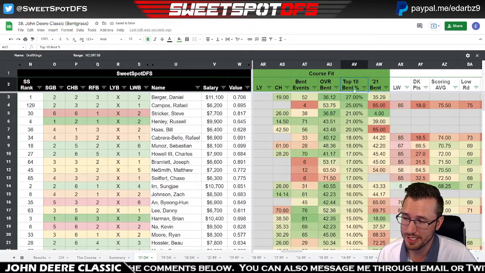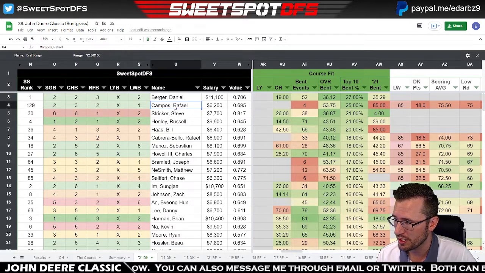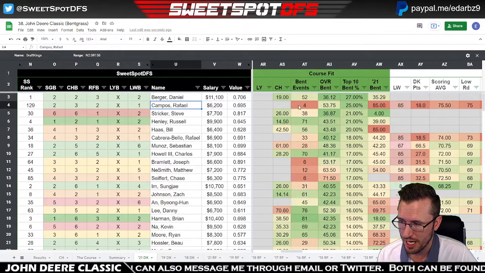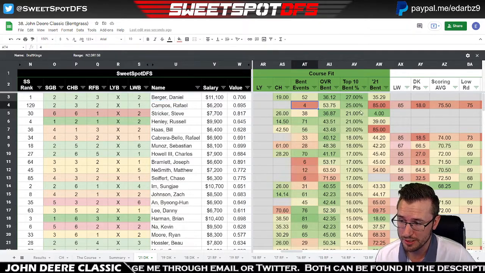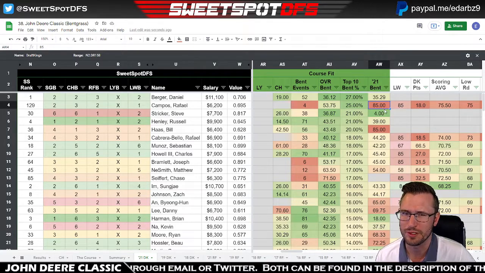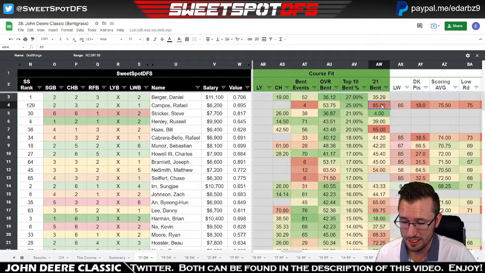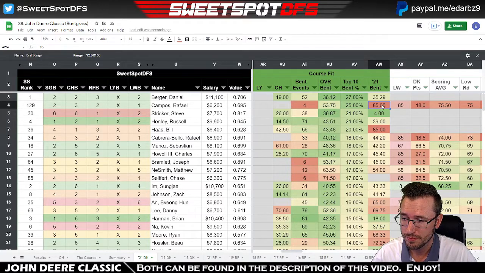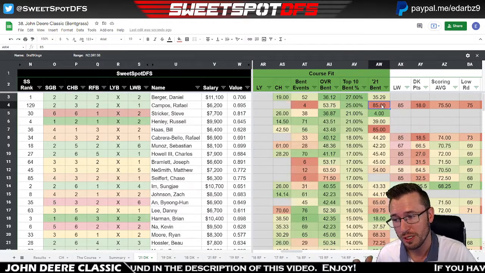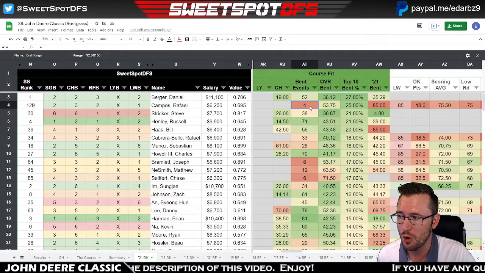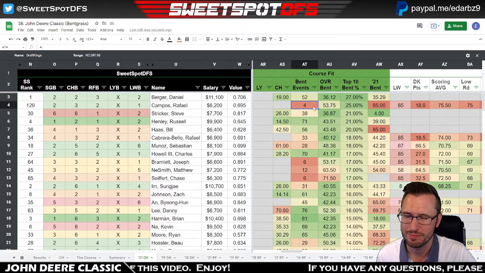Looking at top 10 success rates, Daniel Berger, 27%, finding the top 10 at bentgrass golf courses. Rafael Campos is right there behind him, but he only has 4 bentgrass events under his belt, so take that with a grain of salt. In 2021, he has an average finishing position of a missed cut. That's what he's averaging. So maybe not so much now. I don't know what year his top 10 was. So yeah, don't mind that.